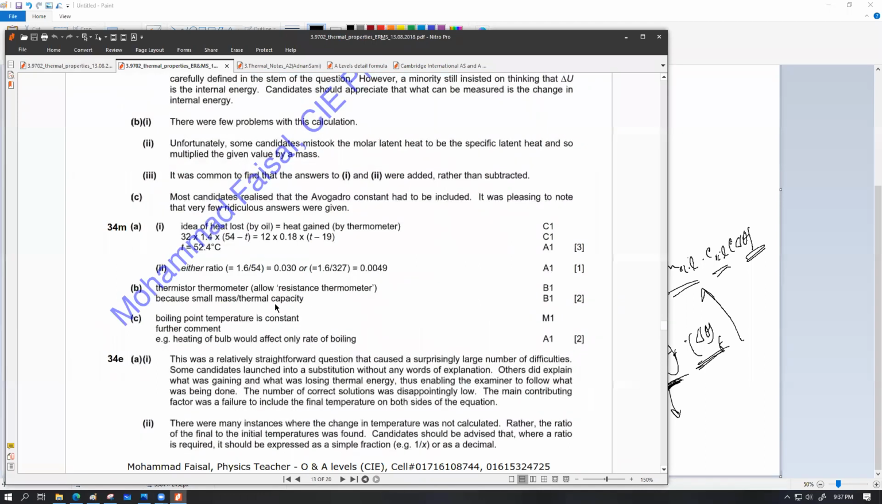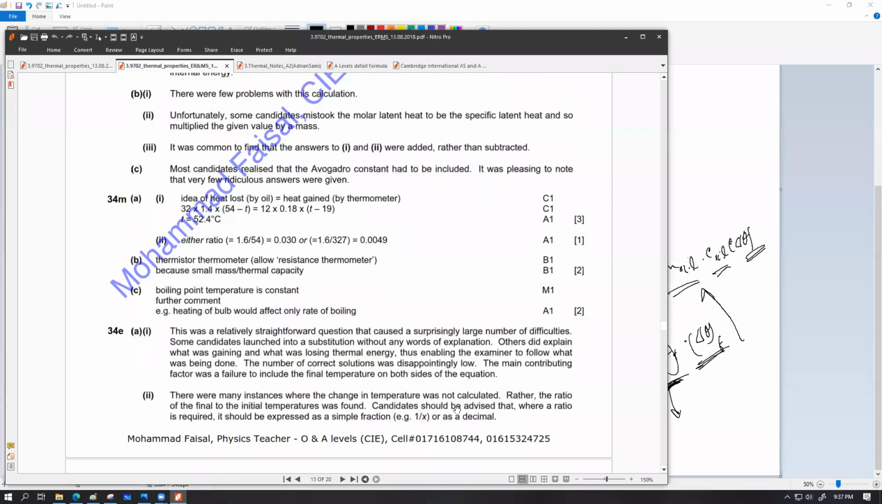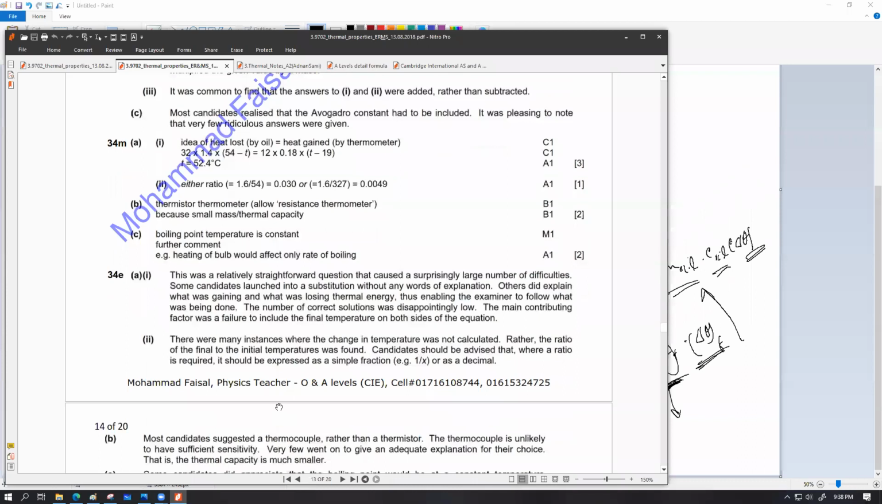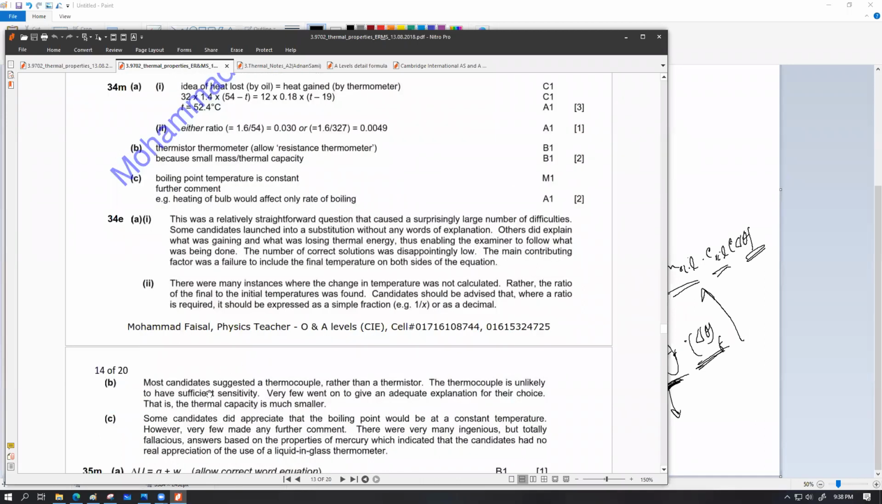Thermistor, because of small mass and small heat capacity, thermistor thermometer. Okay, 34, A2. There are many instances where the change in temperature was not calculated. The ratio of the temperature should be above the ratio. What? Sir, which is the thermocouple rather than thermistor? The thermocouple is unlikely to have sufficient sensitivity. Very few want to give an accurate expression for their choice.